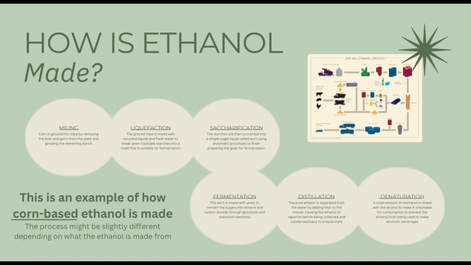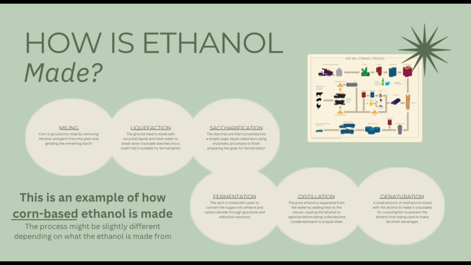Fermentation is the next step, and that's where the wort is mixed with yeast to convert the sugars into ethanol and carbon dioxide. The 2 main processes during this are glycolysis and reduction reactions. Next, the ethanol is distilled. This means that the pure ethanol is heated up to separate it from the water we added before. The evaporated ethanol is then collected and returned to a liquid state.